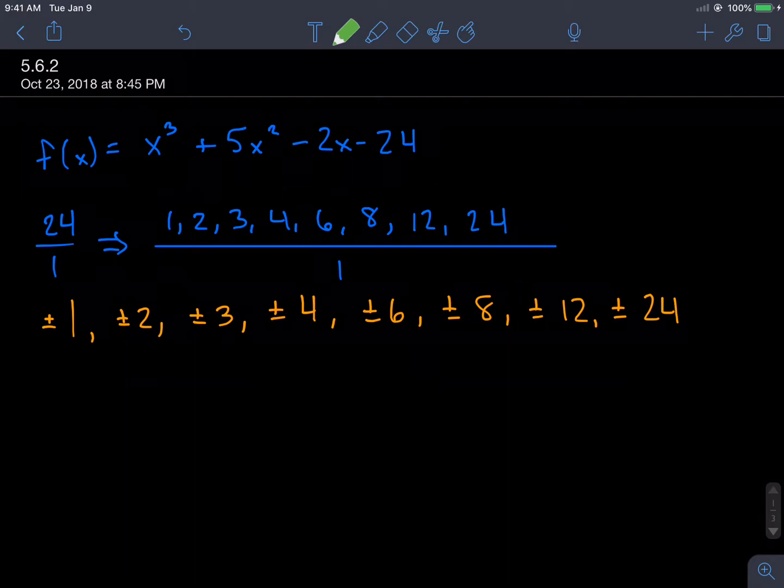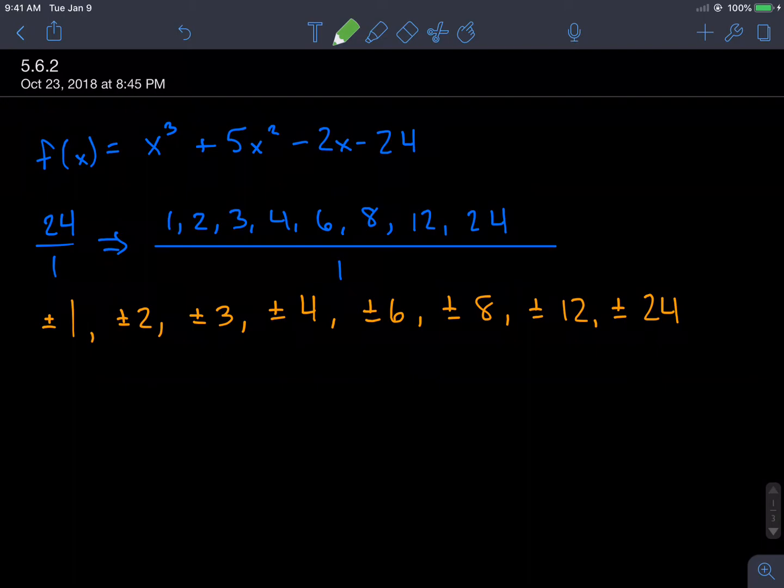So we've just made a list of all the possible rational zeros for this function. So we're going to find what all of the zeros might be. So we have this list where we can start guessing and checking. It's unlikely that positive or negative 24 is going to be one of the zeros, and probably even unlikely that 12 is going to be one of them.